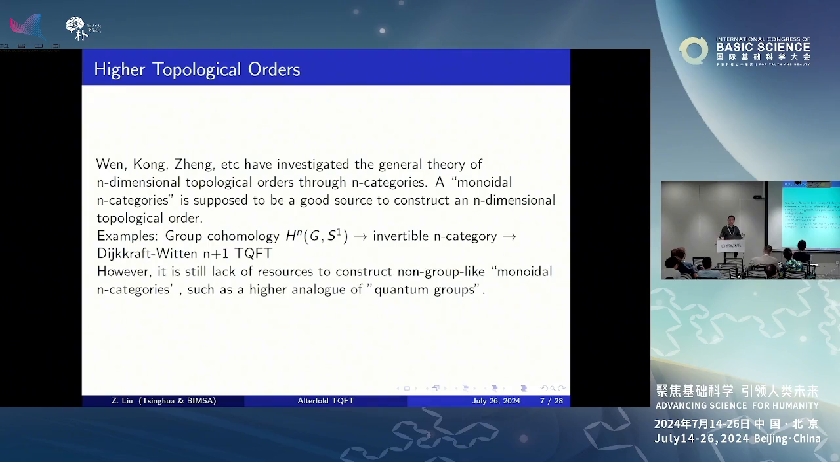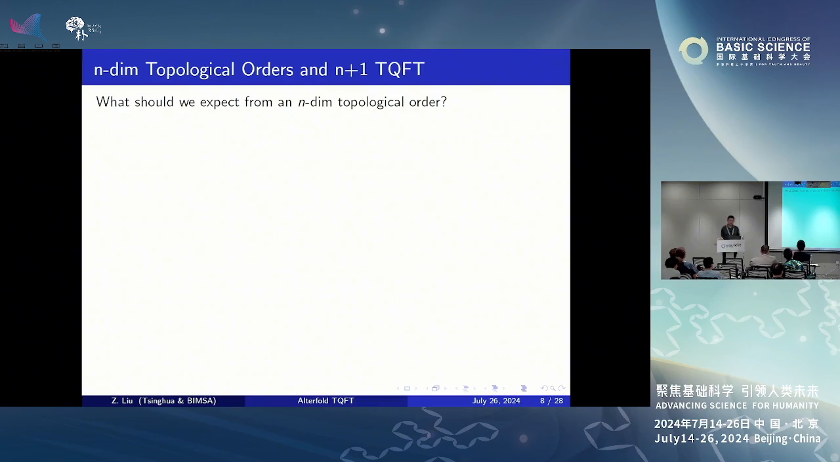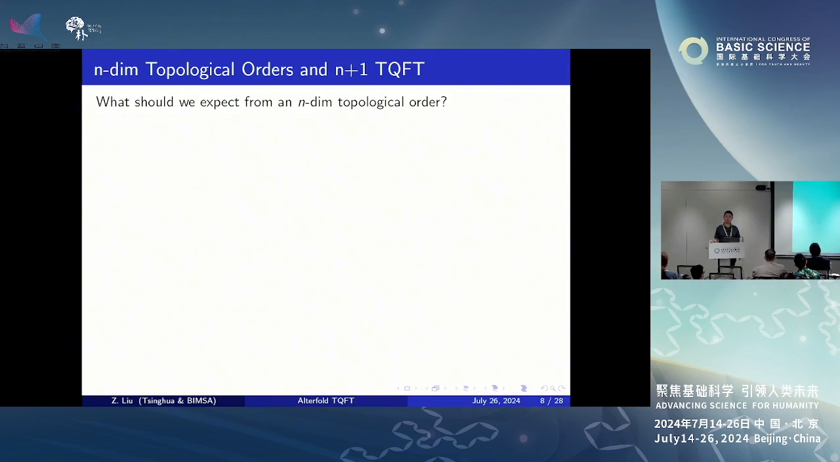Even though we have a fruitful theory, a lot of expectations and a lot of evidence that the theory in the lower dimensional case, like 2+1 or even 3+1, should be naturally generalized to the higher dimensional case, constructing examples is really difficult. Now, what should we expect from the theory of n-dimensional topological order, and how should it be related to (n+1)-dimensional topological quantum field theory?